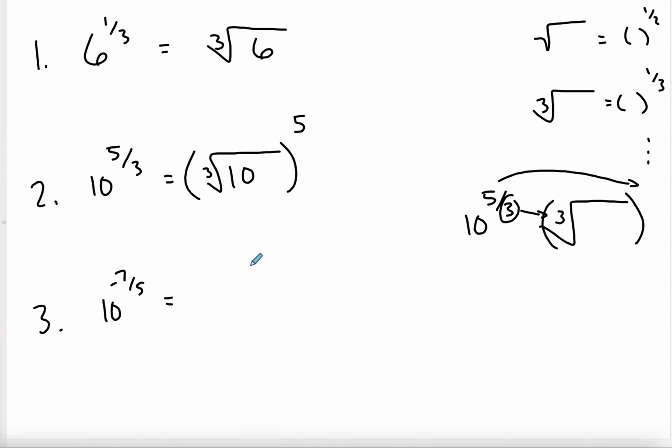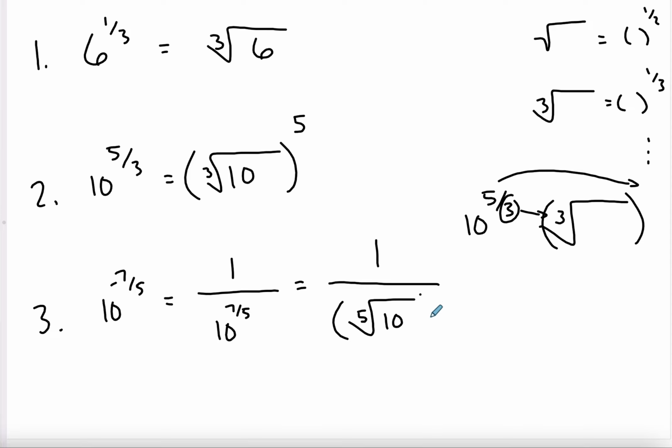Here we have a negative exponent, so we simply remember 1 over 10 to the positive 7/5. Right? Now we can treat this like our rule above. 5th root of 10 to the 7th. Done.